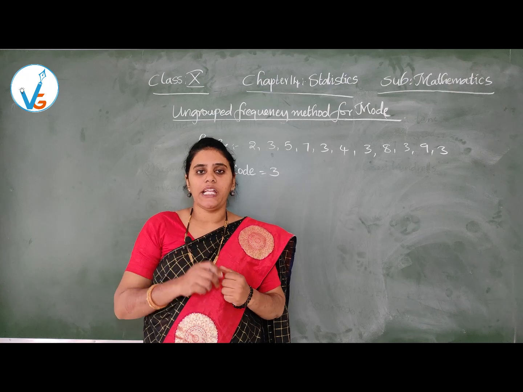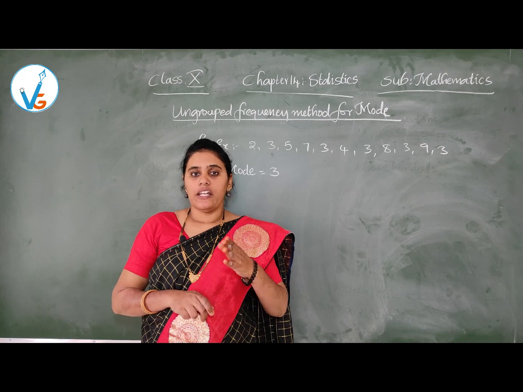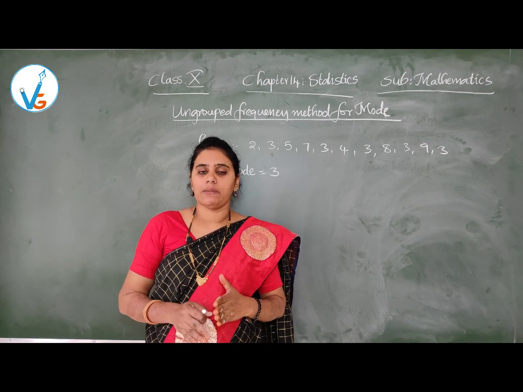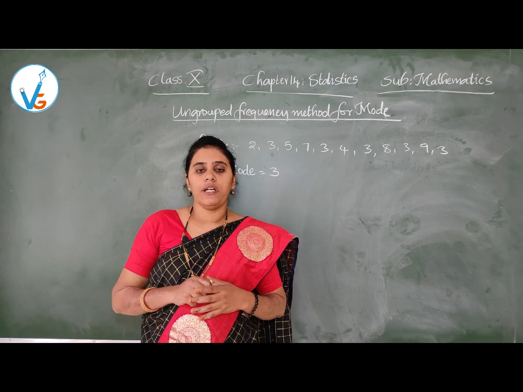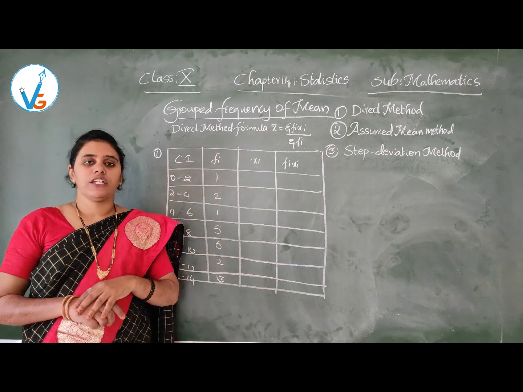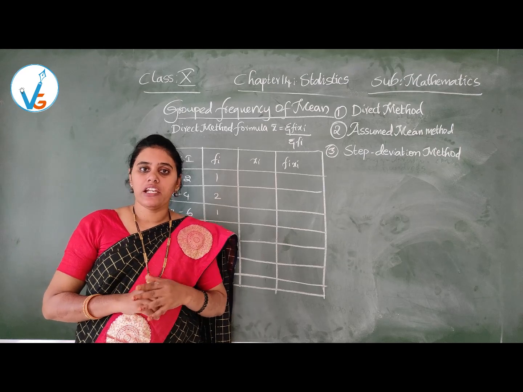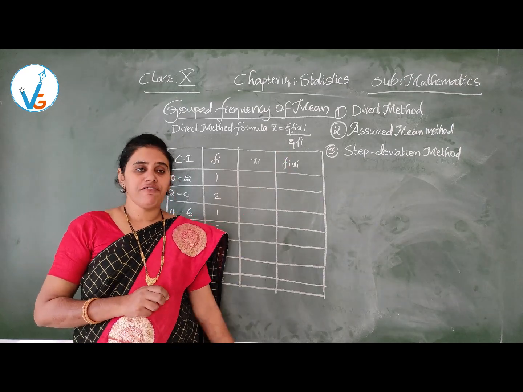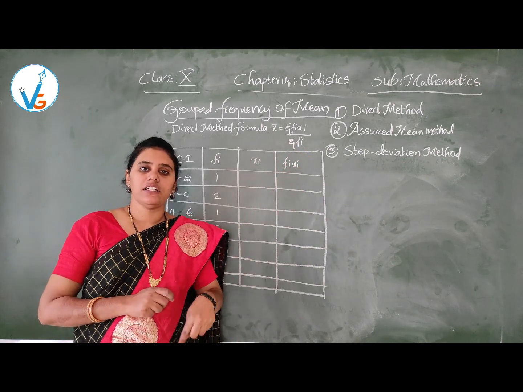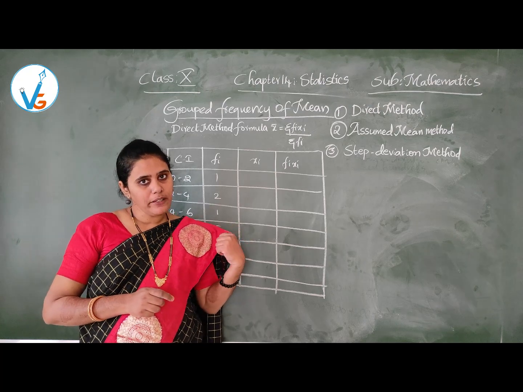Next, I will explain the mean in grouped data form. Next, the median in grouped data form, and next I will explain the mode in grouped data form. So now I am going to explain you about the mean of grouped frequency. To find the mean in grouped frequency, we have 3 methods. What is the first one? Direct method, the second is the assumed mean method, and the third is the step deviation method. So shall we go for the direct method?